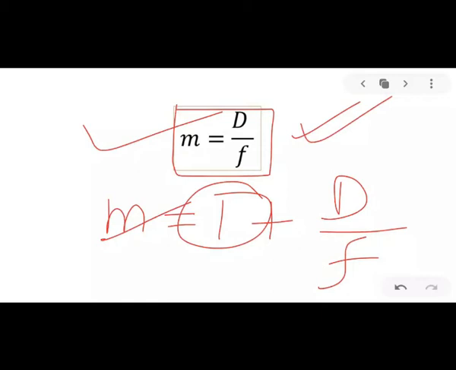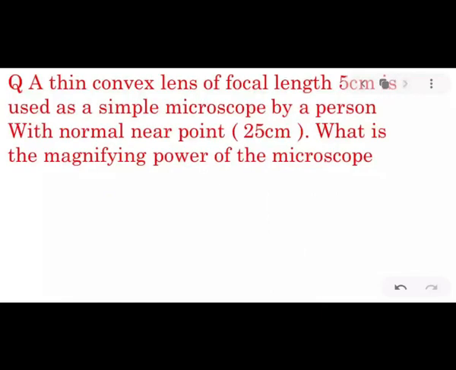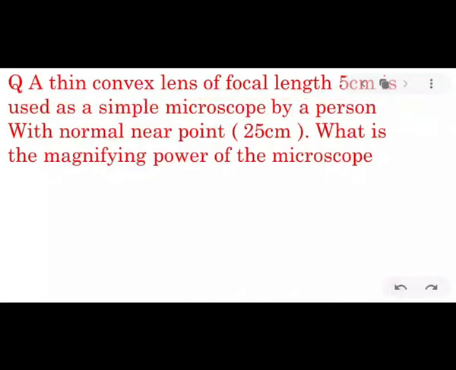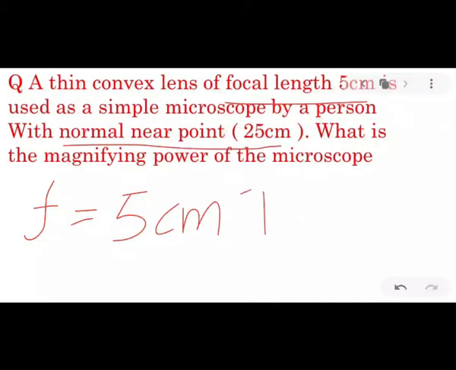Fine. Next, for your homework, you can take this question. A thin convex lens of focal length 5 cm is used as a simple microscope by a person with a normal near point of 25 cm. What is the magnifying power of the microscope? Now in this question, they have given the focal length f equals how much? 5 cm. And they have given you the normal near point of the human eye, that is your capital D, which is your least distance of distinct vision, which is how much? 25 cm. Now you have to find out the magnifying power.